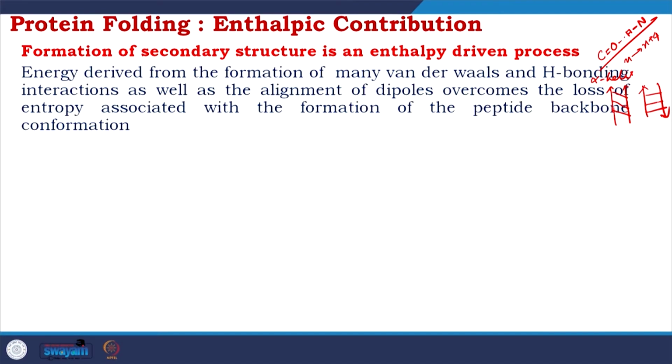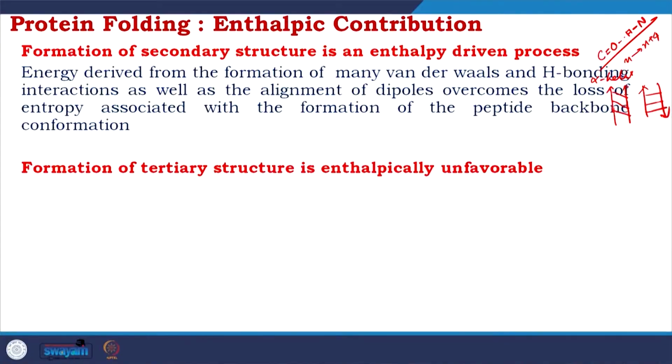So, energy derived from the formation of many van der Waals and hydrogen bonding interactions, as well as alignment of dipoles, overcomes the loss of entropy associated with the formation of peptide backbone conformation. I was only talking about this hydrogen bond, but because of this alignment, the alpha helix, the dipole formation, all is favoring the enthalpy. Formation of tertiary structure is enthalpically unfavorable.